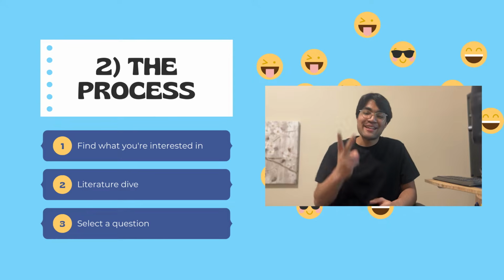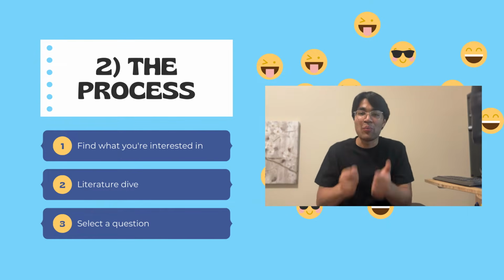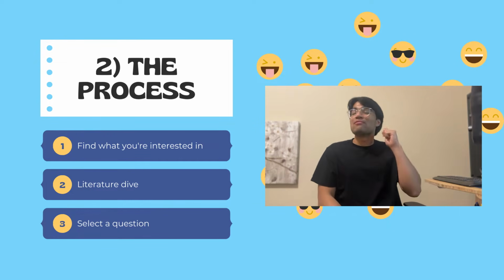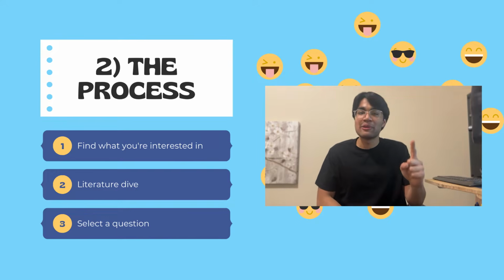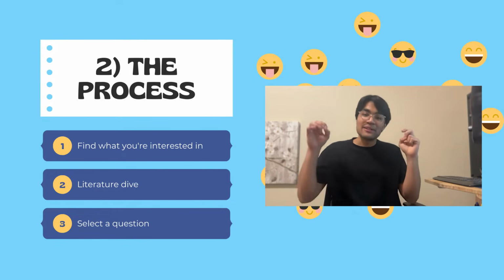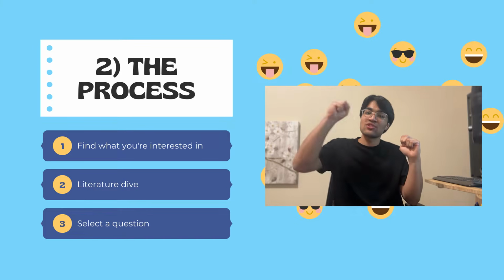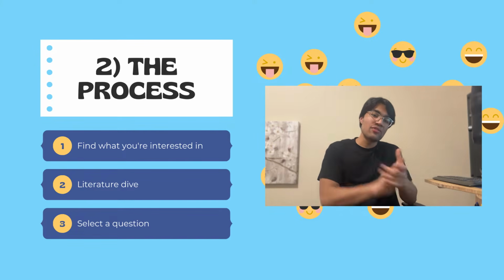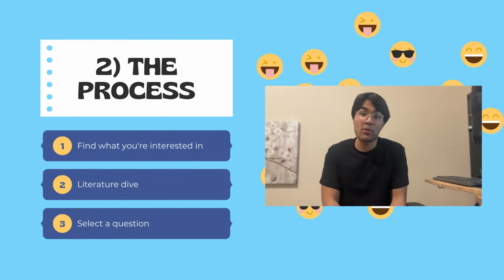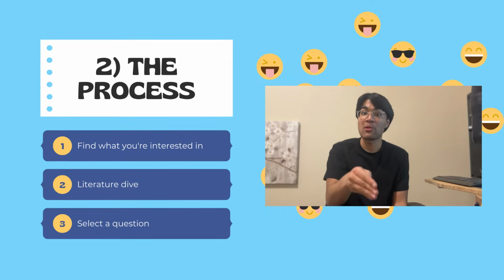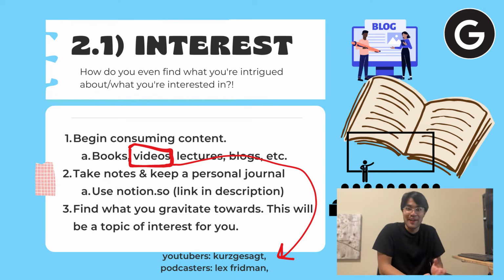So that being said, in section 2 of this video, let's talk about the whole process of this thing, right? First, we're going to talk about how you can find what you're interested in. Then I'm going to go into a literature dive. How do you dive in and extract the information you need? And third, I'm going to talk about how you actually select that question that might become your project, your research publication, your idea. So this is super exciting.